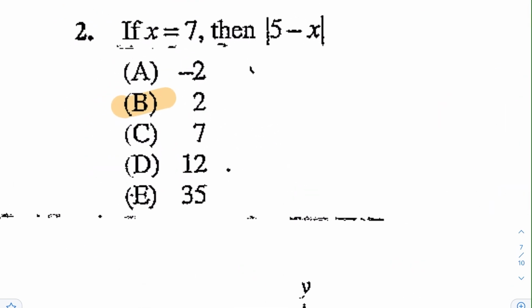Next, for number 2, if x is equal to 7, then the absolute value of 5 minus x is equal to. So here you have to just replace the x with 7. And that gives you the absolute value of 5 minus 7. So here, if you complete the inside of the absolute value, you have 5 minus 7, which is negative 2.